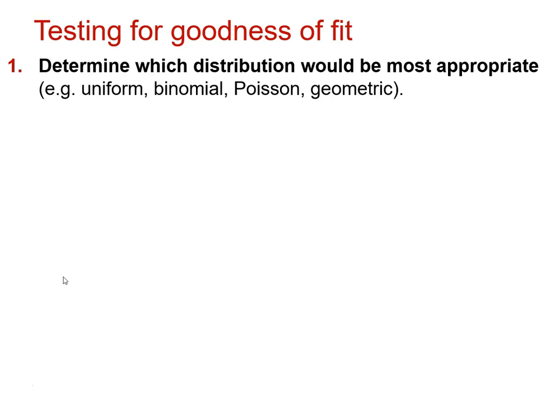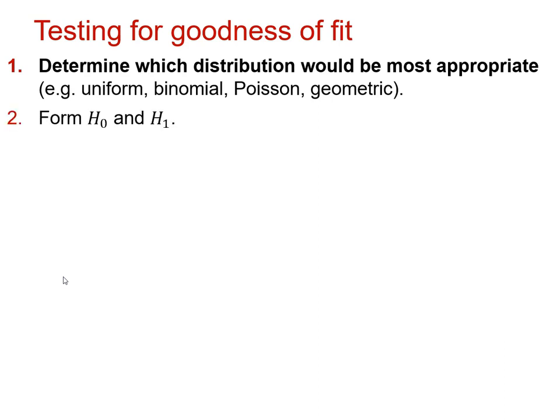First, we determine which distribution would be most appropriate, for instance, uniform, binomial, Poisson, geometric. This is very important. It's often overlooked and seldom tested. If you don't have a good contextual reason for this model, you shouldn't be testing it.